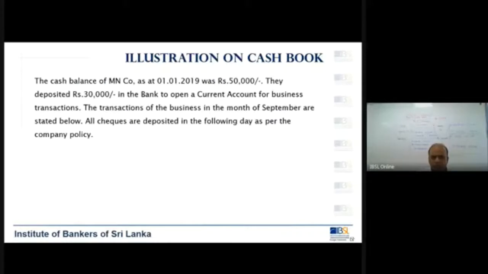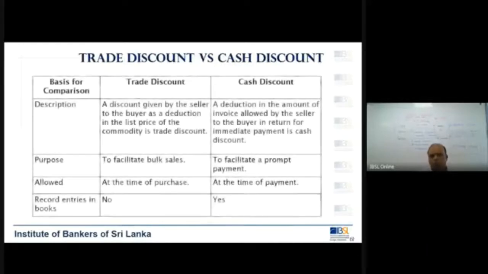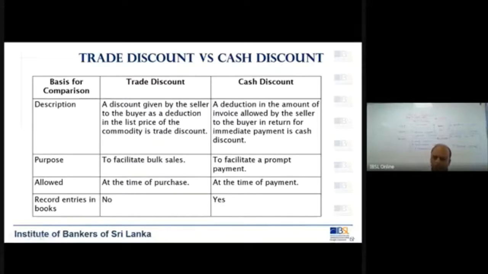So going back to the trade discount and the cash discount, this is the final summary. A cash discount is a deduction in the amount of the invoice allowed by the seller to the buyer in return for immediate payment. This immediate payment need not be on the same day, but it could be prior to the agreed credit period. Why do you do it? That is to facilitate prompt payment. The trade discount is to facilitate bulk sales. Here you want the payment in advance or maybe early.